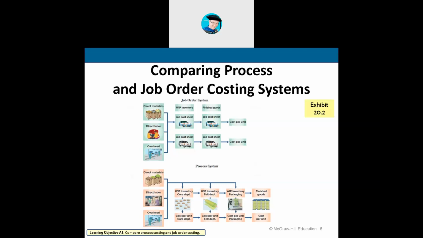Tennis balls, there's millions of those, right? Maybe even billions. The process is the exact same, and it's continuous. So that's what process costing is. That's what we're going to talk about.